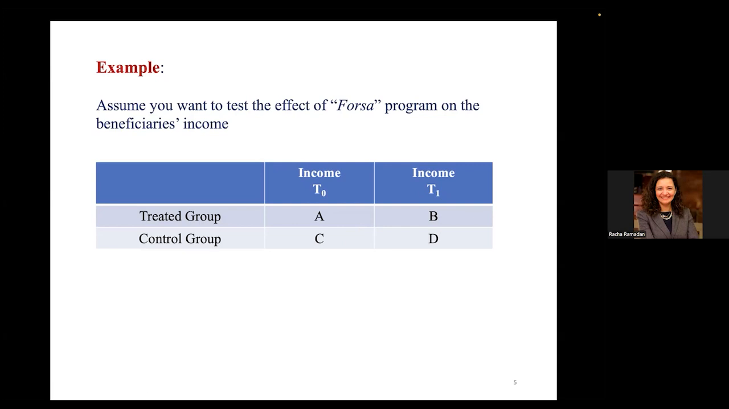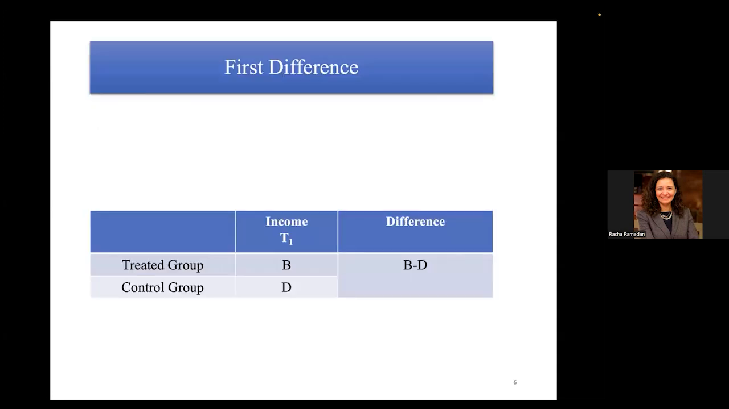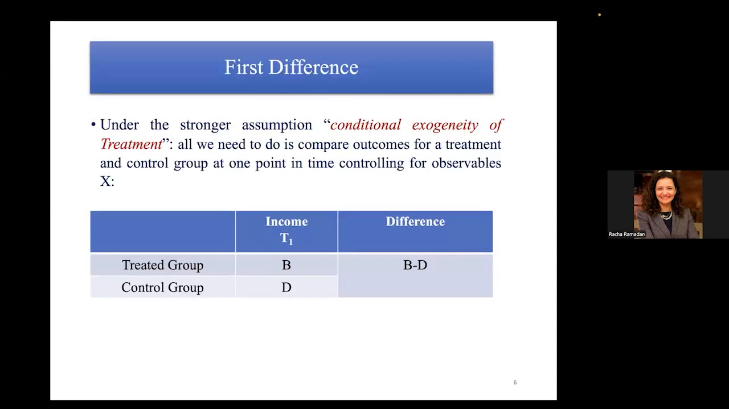Okay, but now we want to know if the treated group, those who benefit from Forsa, their income improved more with the program. So is the gap between B and D lower because of the Forsa program or not? So we wanted to test the impact of Forsa on the improvement of the income of the beneficiaries. To do this, we can, in case the condition of exogeneity of treatment is justified, the stronger assumption that, as I told you in the beginning, the treatment is not affected by the unobservable characteristics, that being selected into the Forsa program has nothing to do with the unobservable characteristics of the beneficiaries.